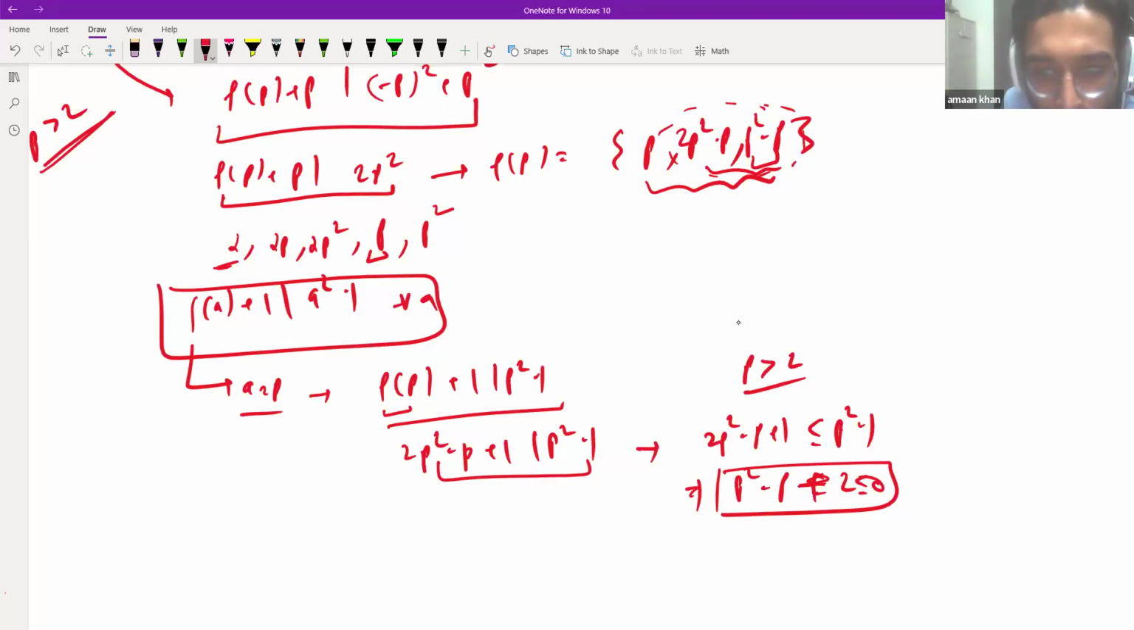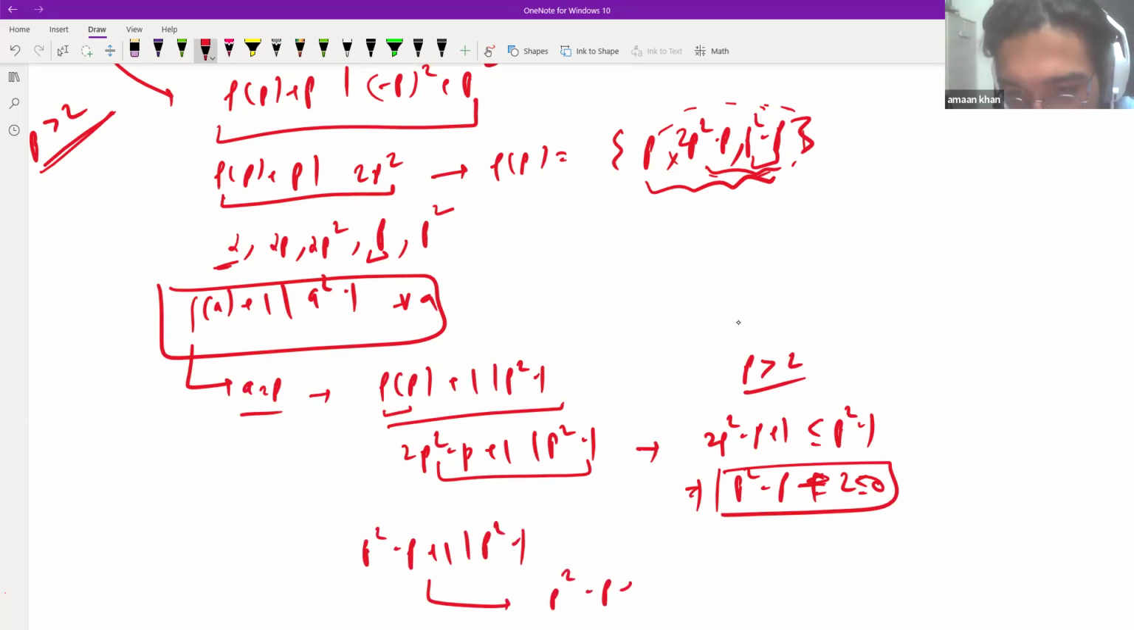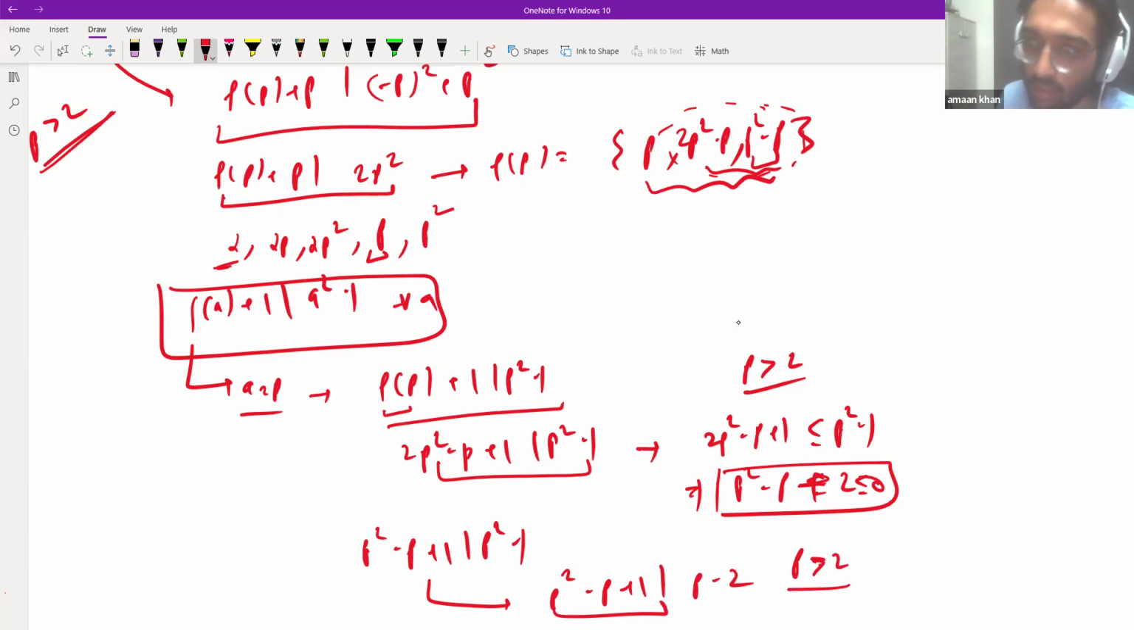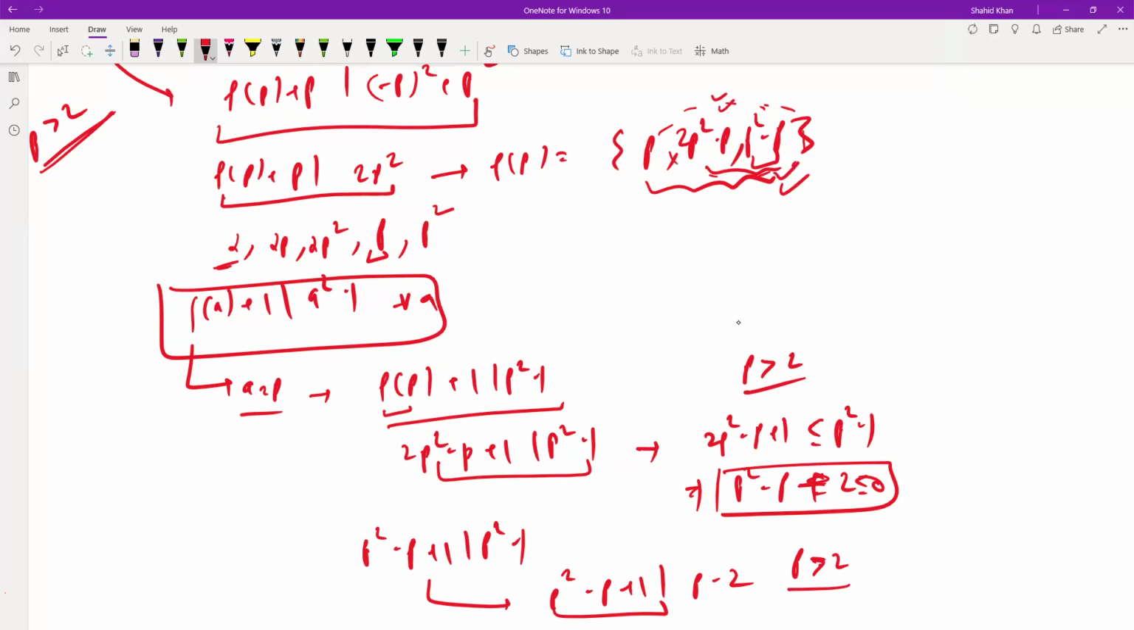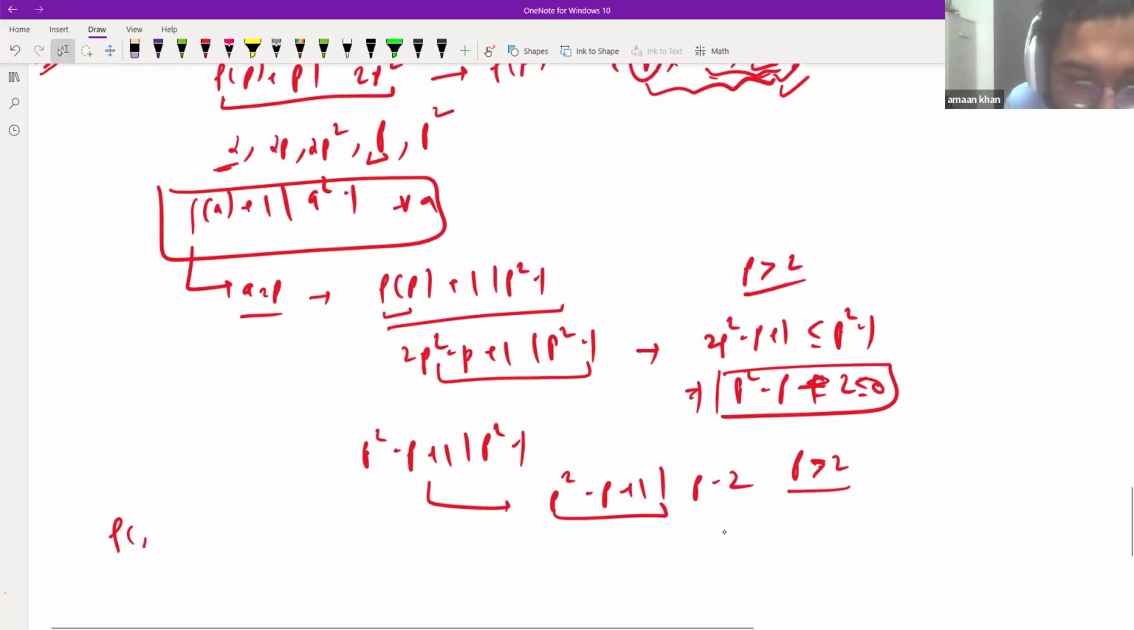And even this you could eliminate. So p square minus p plus 1 must divide p square minus 1. If you subtract it from here, you have p square minus p plus 1 must divide p minus 2, I think. And even this is false. Like for p greater than 2, this has to be obviously bigger. So both of these are eliminated. Okay, so you have f of p is p for all primes p.